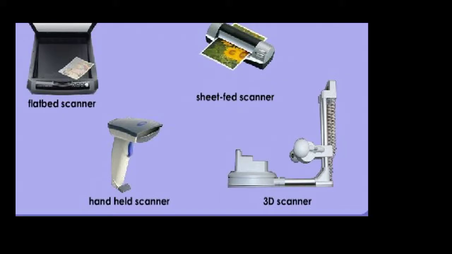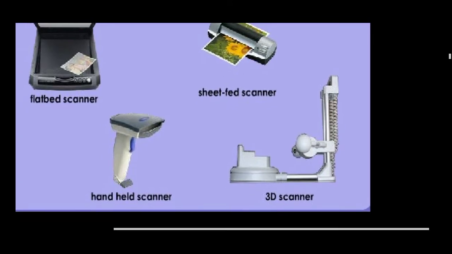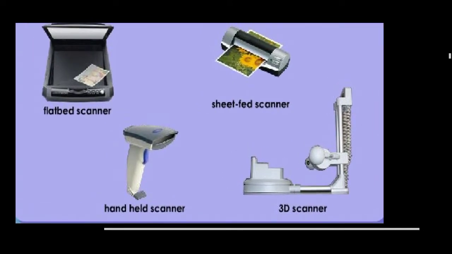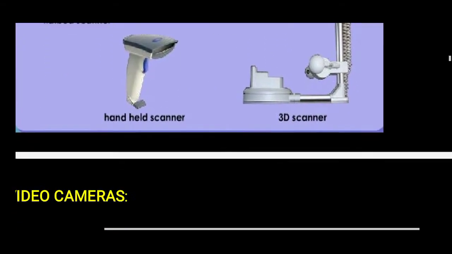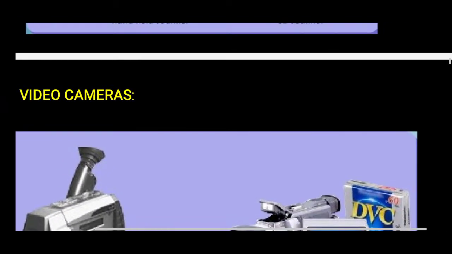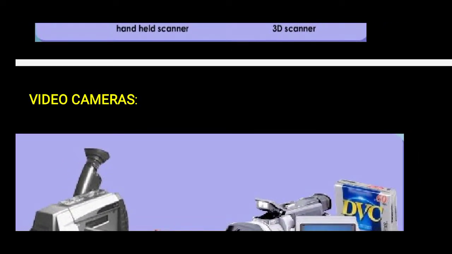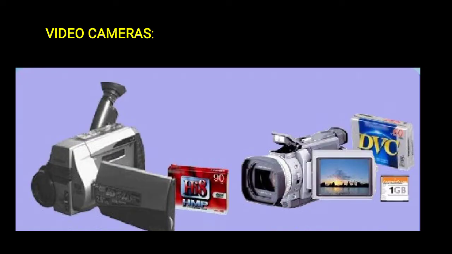This is a 3D scanner. It is used for scanning an image or any device. This is the 3D scanner. Next one, video cameras. There are two types of cameras, analog and digital cameras.